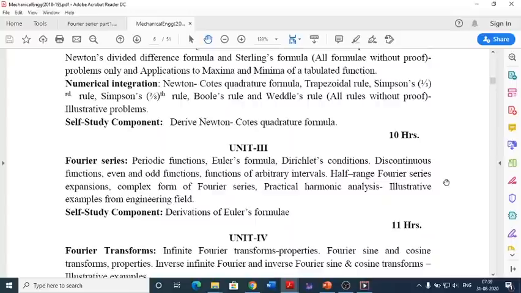Similarly, there are some conditions to check whether the Fourier series of a function exists or not. So let us discuss what the conditions are and how to find the Fourier series expansion of a function, everything under this unit, unit 3.